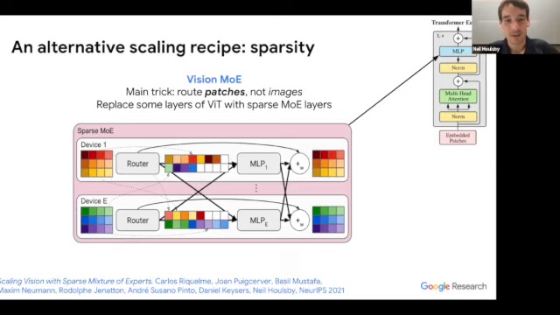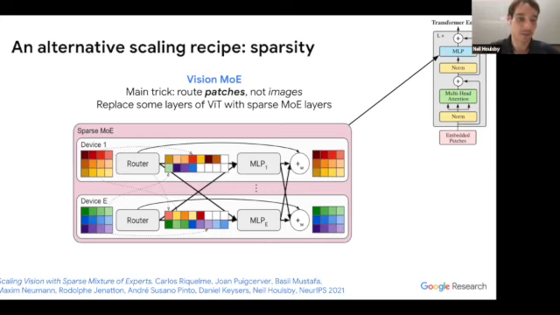So the high-level view on the architecture is it's the same as the vision transformer, except for this MLP layer: instead of just having one MLP that's applied to every data point, you have many. And each data point only goes to one or two of the MLPs. So most of the MLPs don't see most of the data points. That's why they're called experts. And the trick to make the whole thing work was not to send data points to MLPs, but actually to send these patches around. So individual patches get assigned to experts as opposed to entire images.